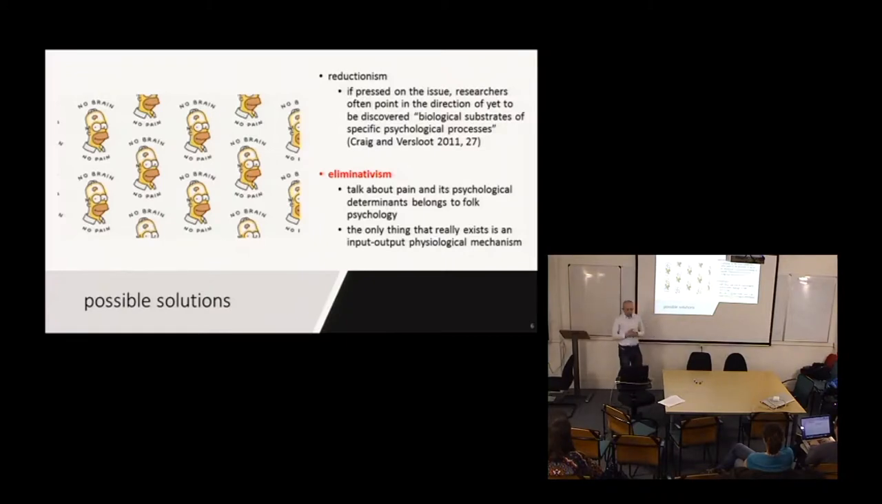So I'll not explore reductionism, rather I'll focus on eliminativism, not because I think eliminativism is really a position that many people take seriously, but more as an intellectual exercise to figure out why exactly eliminativism fails, why it is not appealing, for example, to experimental researchers, and this should give us a number of hints about how to approach the explanatory project of biopsychosocial models and approaches.